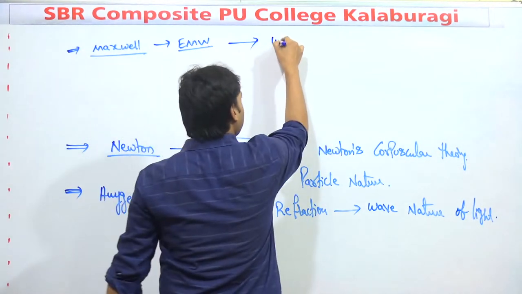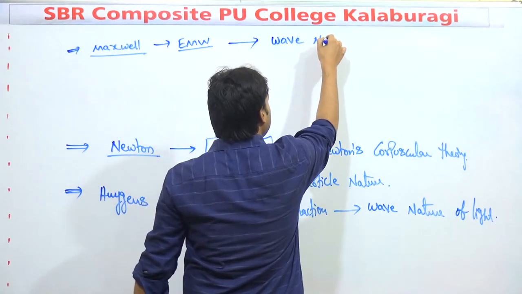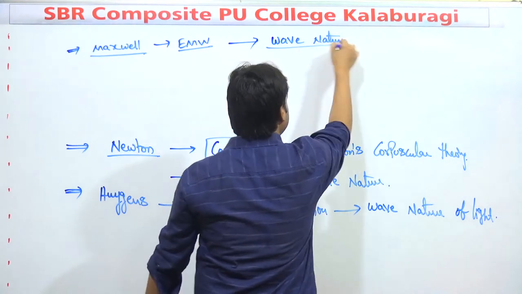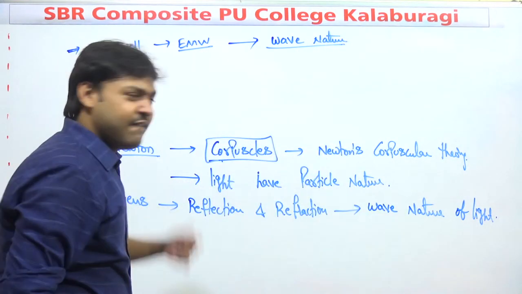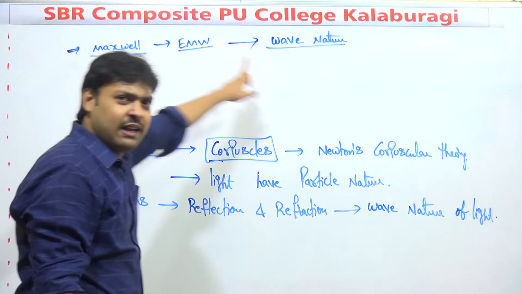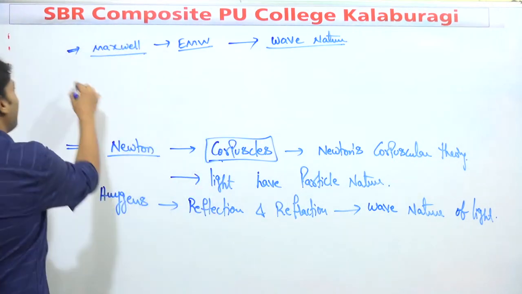So he also supported the Huygens wave nature of light. Who supported it? Maxwell supported the wave nature of light.